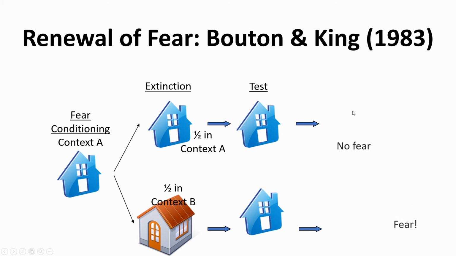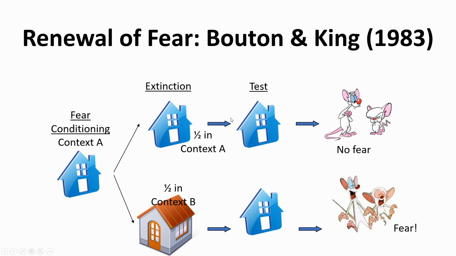We might expect this group at the top, where they went through extinction in context A, to have no fear response. The extinction training in this specific context taught them that that tone in this context didn't mean foot shock any longer, so they showed no fear response. However, the group that received their extinction training in a different context, in context B, when they were tested with that tone back in context A, they showed a fear response.